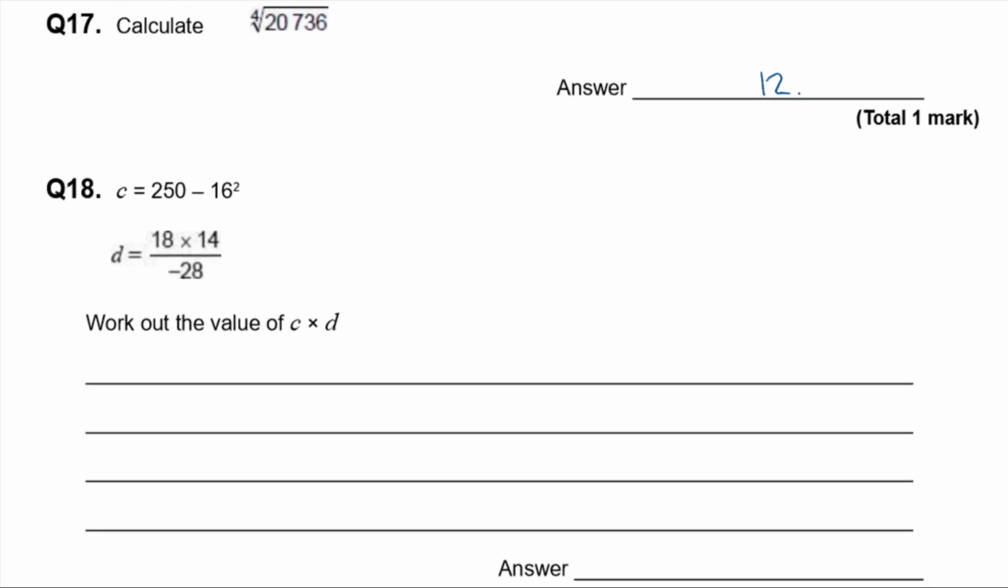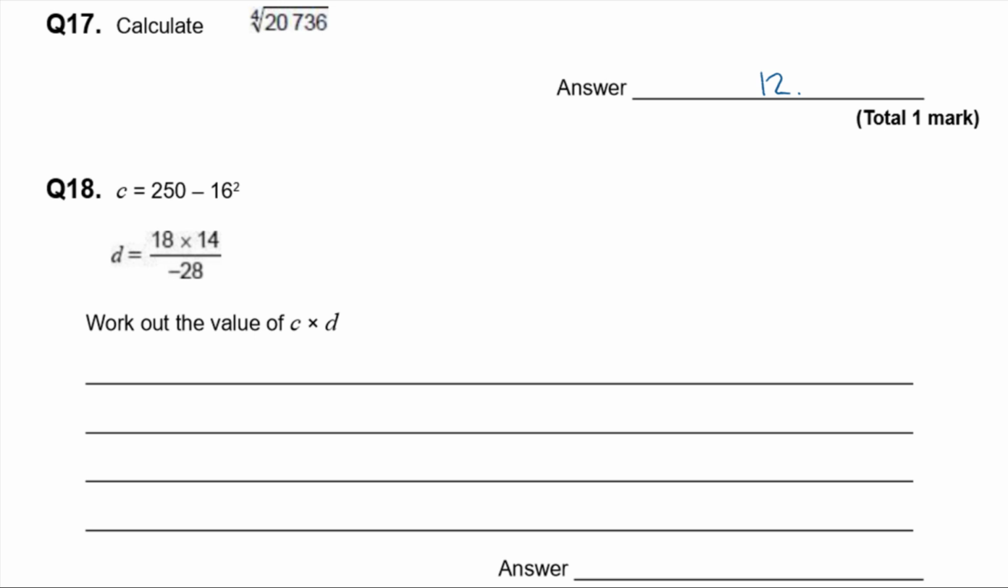Question 18, I've got C is equal to 250 minus 16 squared and D is equal to 18 times 14 over minus 28. Work out the value of C times D. So I think the easiest thing is probably to work out C, work out D, and then multiply the two things together. You could use brackets and just do it all at once. That's the alternative way of doing it. So yeah, either would work.